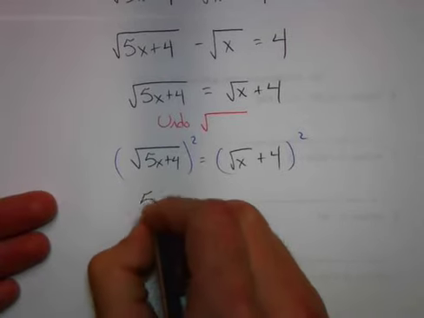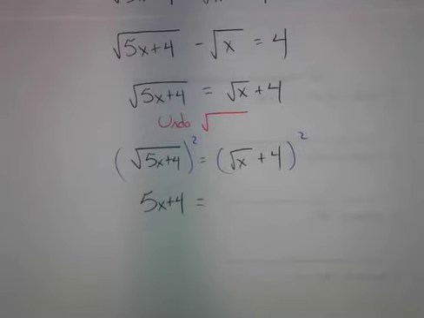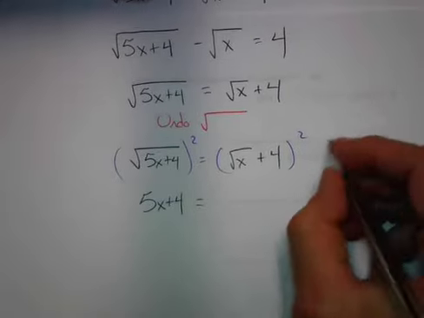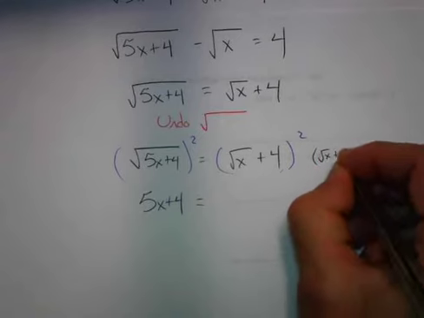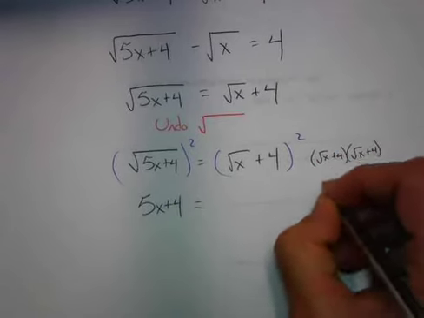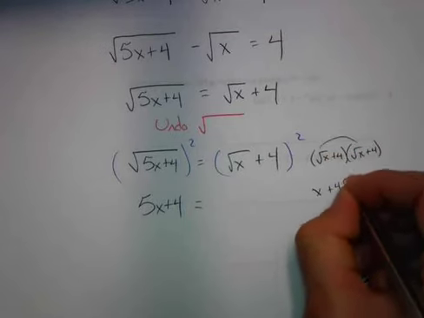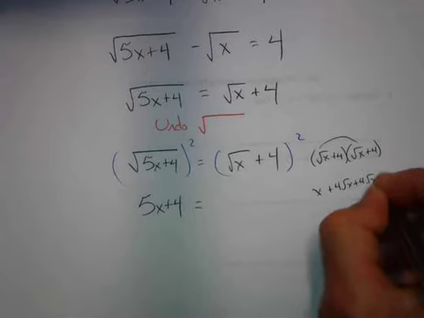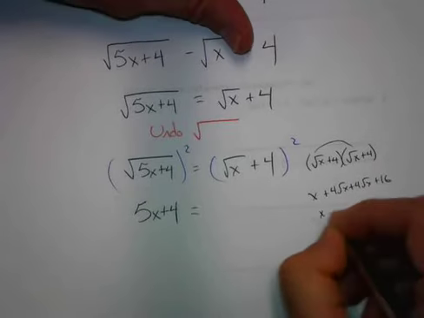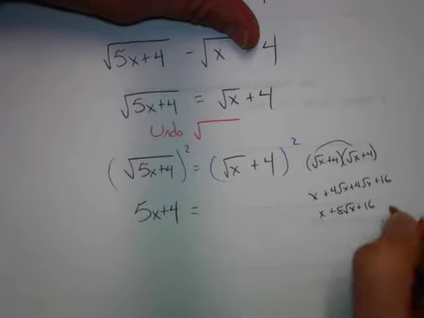On the left-hand side, 5x plus 4. On the right-hand side, I don't know. How in the world? What are we going to do? Let's multiply that out. How do we multiply the square root of x plus 4 times itself? Well, FOIL. Square root of x times square root of x is x, plus 4 times the square root of x, plus 4 times the square root of x, plus 16, which is x plus 8 times the square root of x plus 16. Well, that's weird.